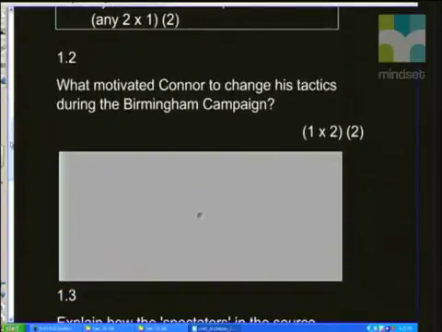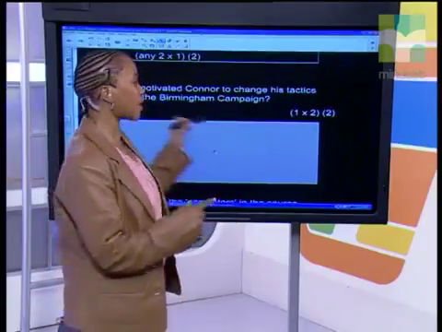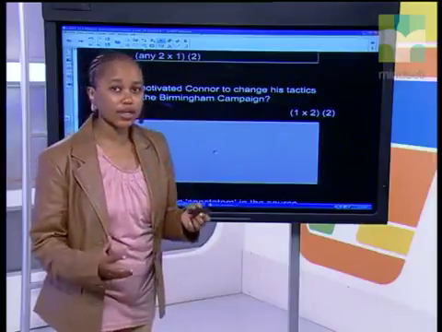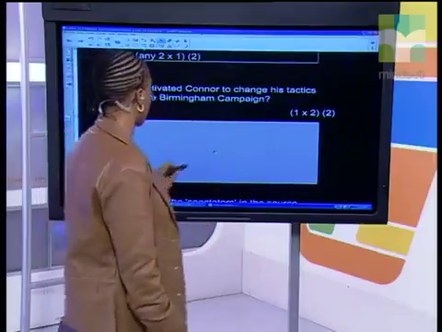So the next question is, what motivated Connor to change his tactics during the Birmingham campaign? Again, the mark allocation is very important. 1 times 2 equals 2. So you only need 1 point there, and it's worth 2 marks. Again, that answer is found in the source itself. Now let's look at a possible answer there.